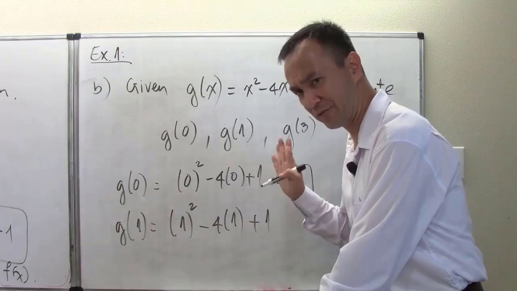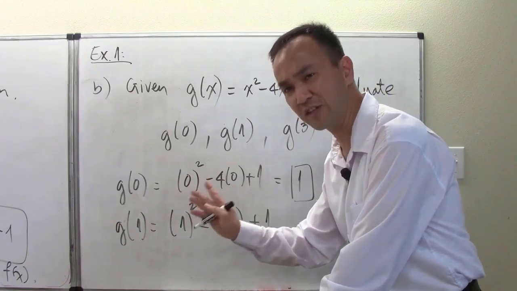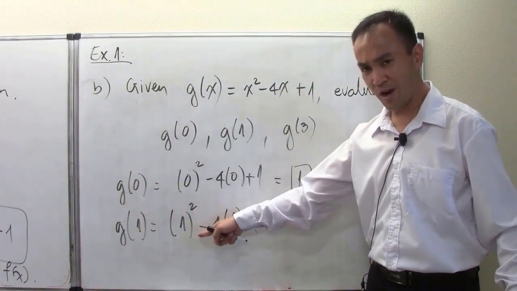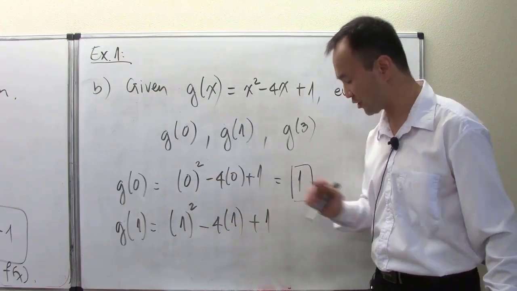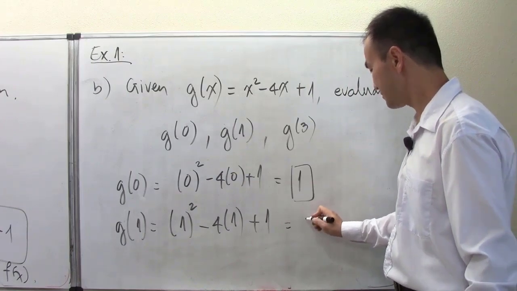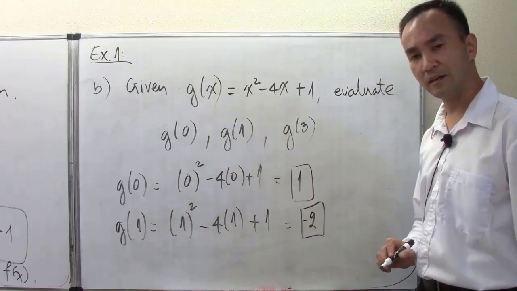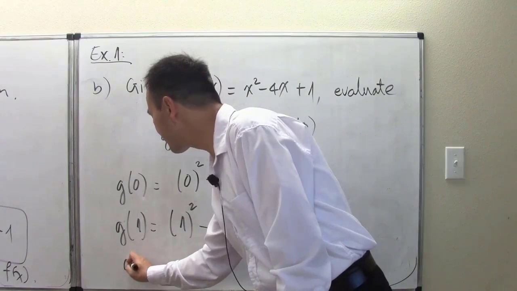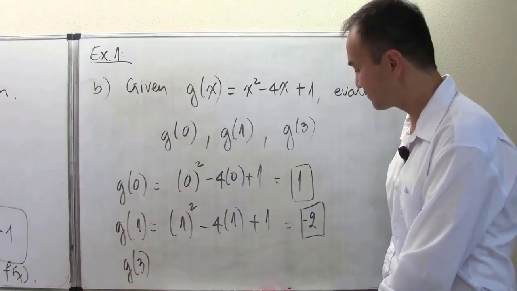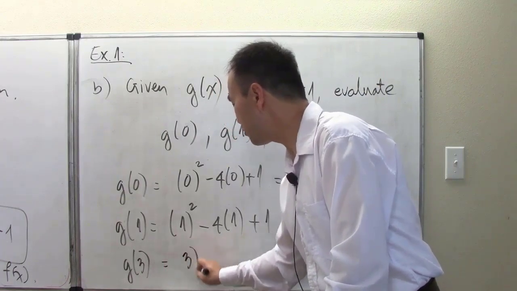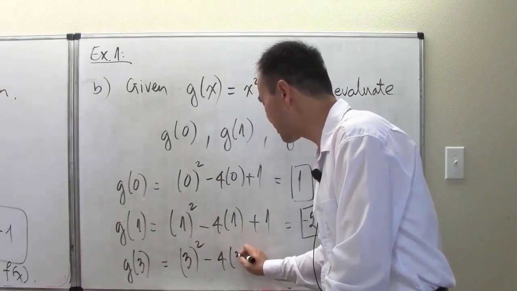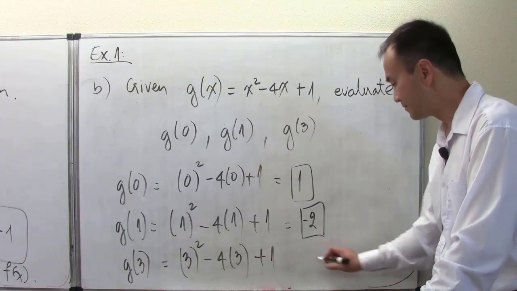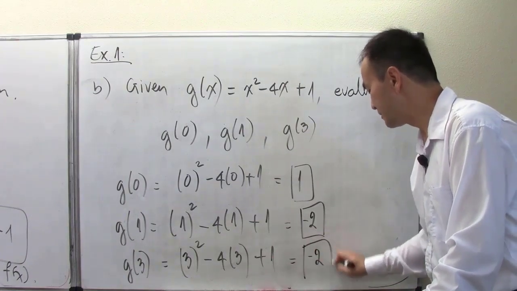I really love that my students understand that a function is a rule. That's why I keep saying the rule says, the rule says. So now 1 squared minus 4 times 1, the input, plus 1. That gives me minus 2. And then g of 3. Now it's the input squared, that's the first term, minus 4 times the input, and then plus 1. All right, and now it's negative 2 again.